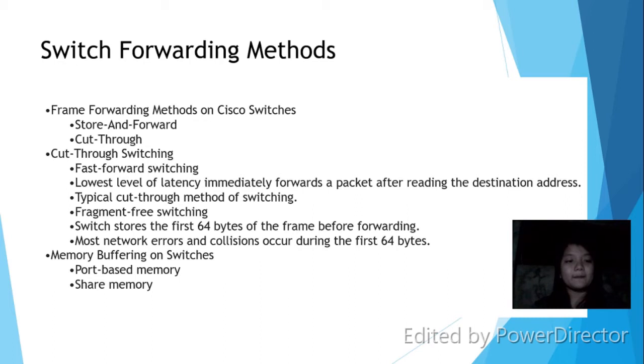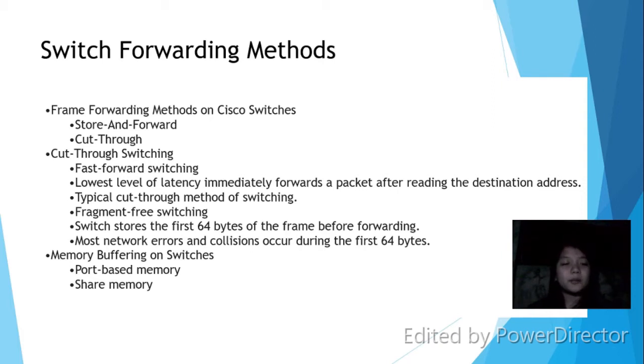Forwarding methods. Frame forwarding methods on Cisco switches: store and forward, which means that after the frame is stored, it will be forwarded. Then cut-through switching, fast-forward switching: lowest level of latency, immediately forwards a packet after reading the destination address. In cut-through, it will not store, while in store and forward, it will store first, then forward.